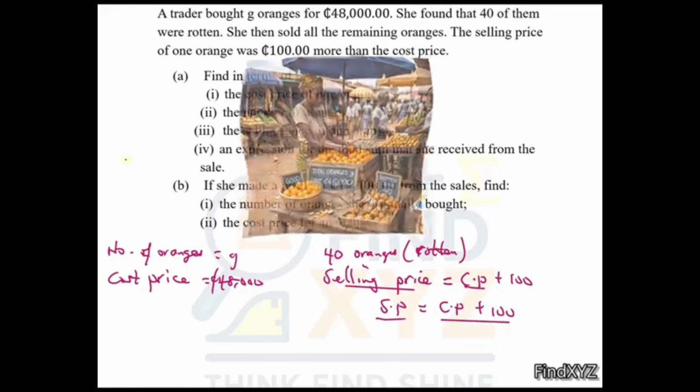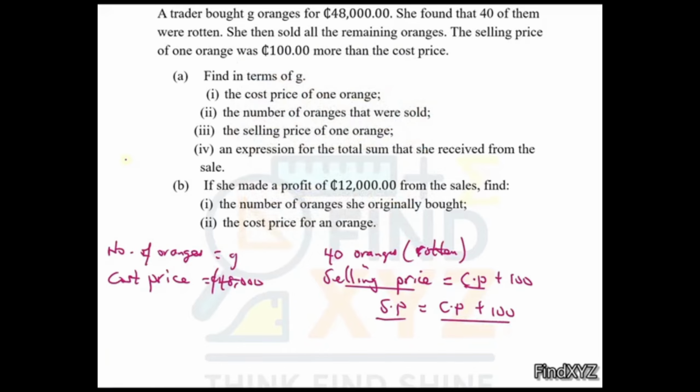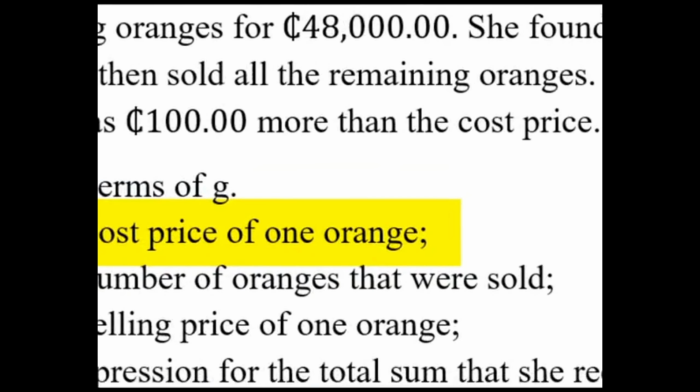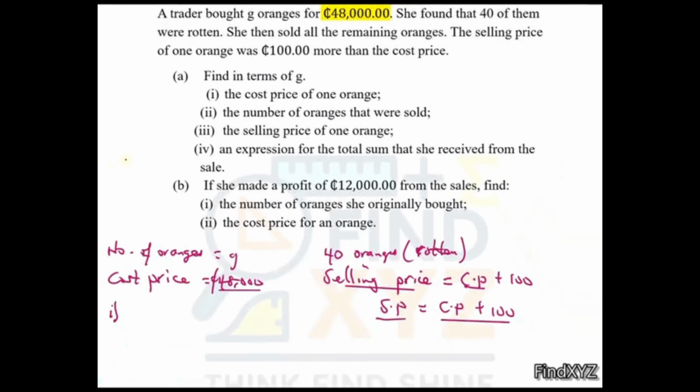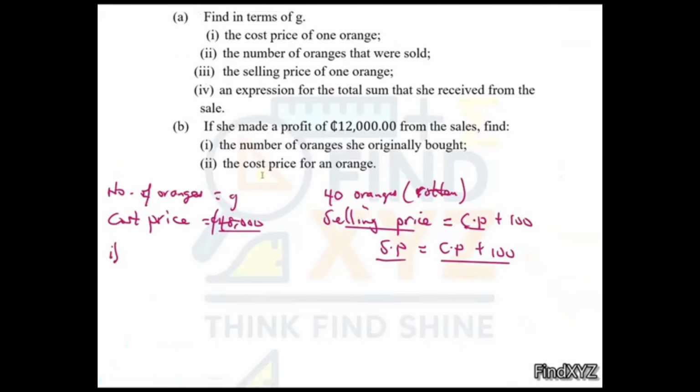Now let's dive in. The first part, we have been tasked to find the cost price of one orange. Now, what was the cost price of all the oranges? That is 48,000 Ghana cedis. How would we identify the cost price for just one orange? Now let's listen to this scenario. Imagine you are buying WASSCE books at a cost of 10 cedis and you are buying 20 of them. That would be 10 times 20. That would be 200 cedis.